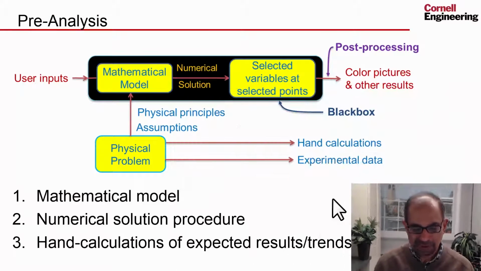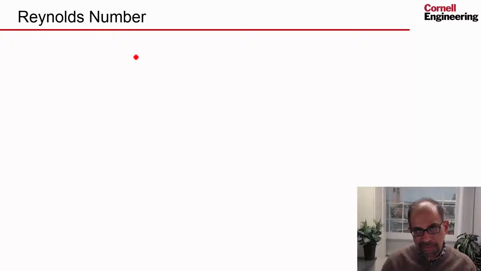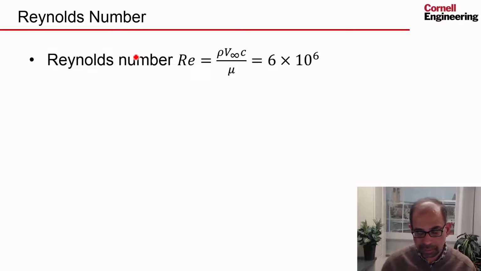Before we get into answers, let's do the usual pre-analysis. If I go back to my pre-analysis framework, the first thing to think about is the mathematical model. To do that, one has to think about what the Reynolds number is. In fact, for most fluid flow problems, it's a good idea to think about the Reynolds number because it has implications for what the flow is going to do, as we will see in this particular case.